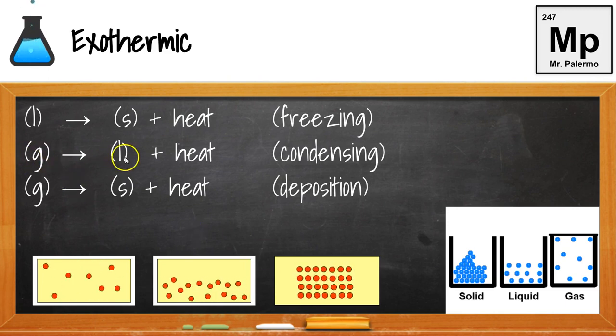Going from a gas to a liquid, again, notice heat is our product, so we're removing heat. That is condensing. And it kind of makes sense if you're going from a gas to a liquid. You can see that these atoms or molecules are coming closer together. They are condensing. The word condense means come closer together. And lastly, going from a gas directly to a solid, that's the opposite of sublimation. That's called deposition. Again, heat being on the product side.